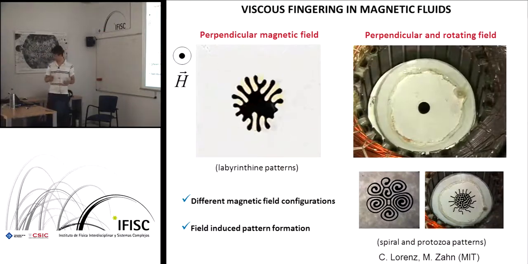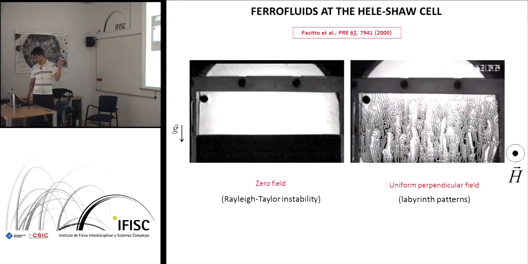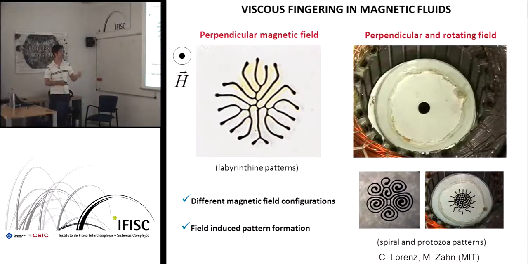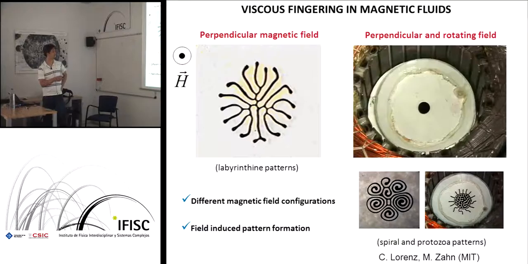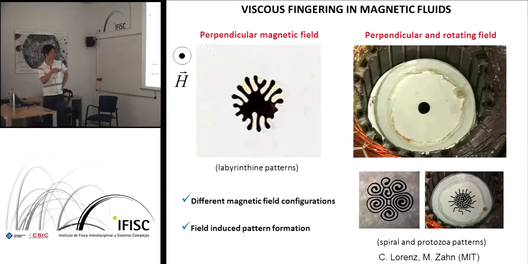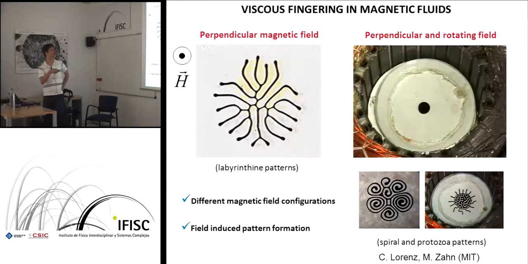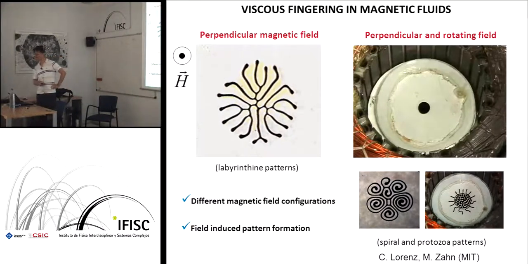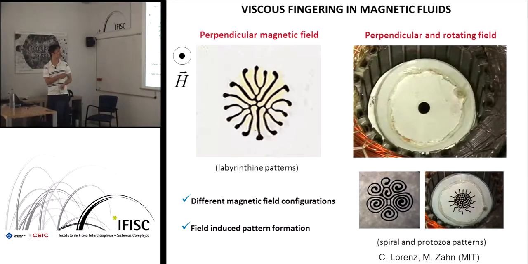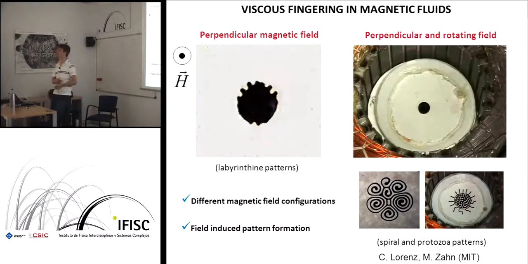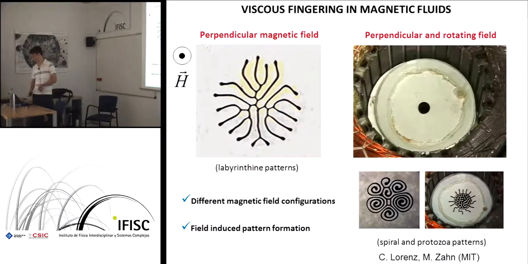Okay, so that was the rectangular geometry. Now the radial geometry. If you have an initially circular ferrofluid droplet, and you apply a perpendicular magnetic field, then you have again this kind of labyrinth, but now it's a radial version of it. So the fingers tend to bifurcate, and you can try to determine the number of fingers and what kind of bifurcated fingers will arise in this kind of experiment.